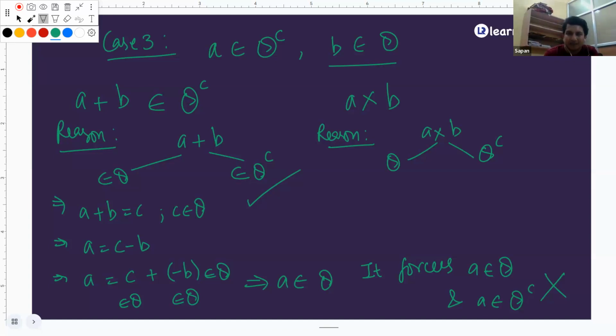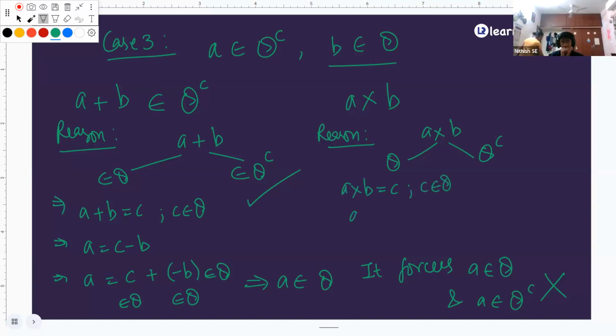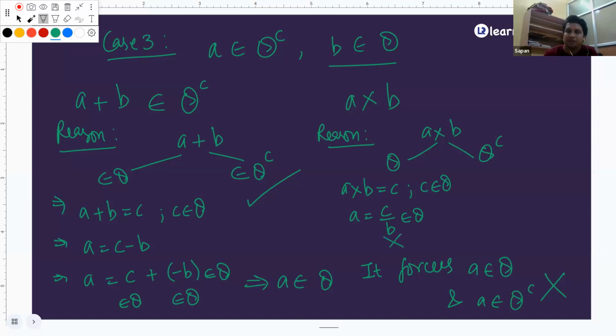See. So A cross B can either be rational or irrational. Let's say that A cross B is a rational number. Then we can transpose A as C by B. Since it is a ratio of two rational numbers, it will always be rational. But it forces A to be rational and irrational both. So this case does not happen.